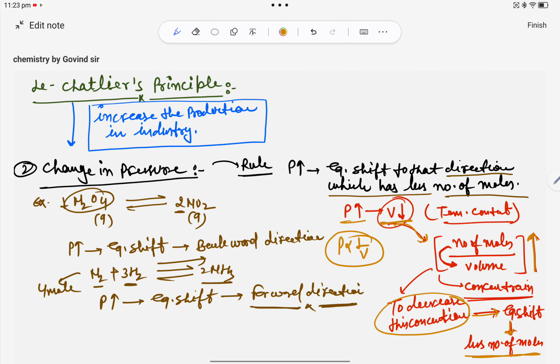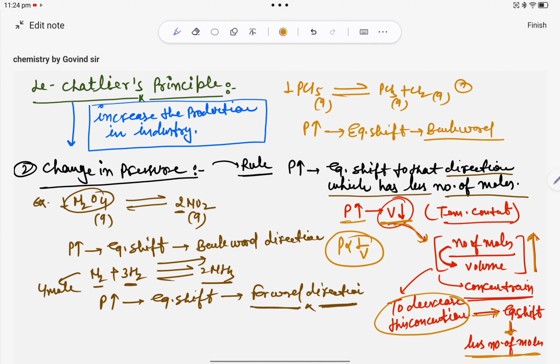Suppose PCl5 goes to PCl3 plus Cl2. If you increase the pressure, in which direction does the equilibrium shift? Where you have fewer moles. Here it is 1 mole, and here the total is 2 moles, so it shifts in the backward direction. Got it? One more example.